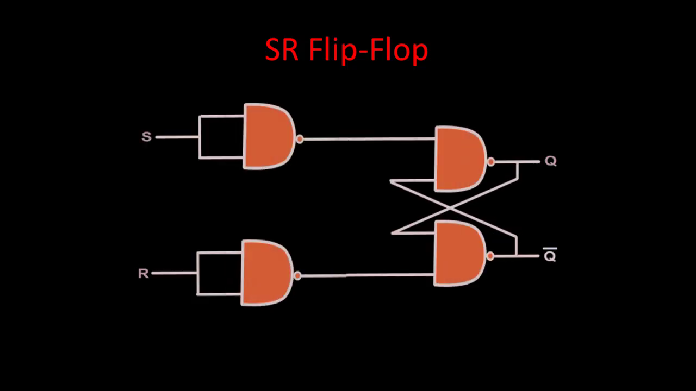So let us start with the SR flip-flop. This is how we make up the SR flip-flop. We can make it using 4 NAND gates, as you can see. So let us see the working of this SR flip-flop.